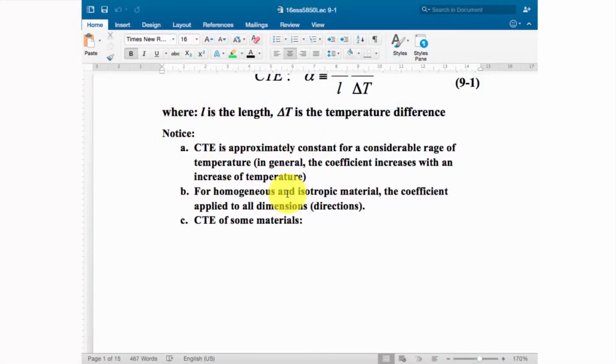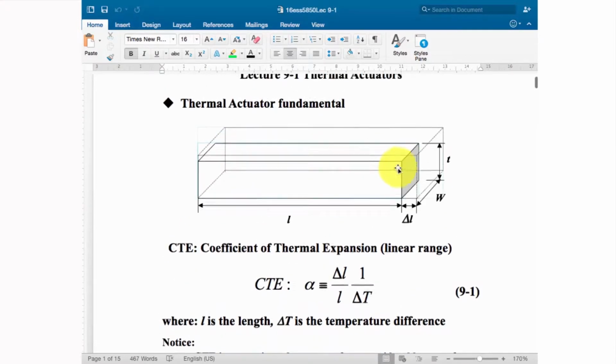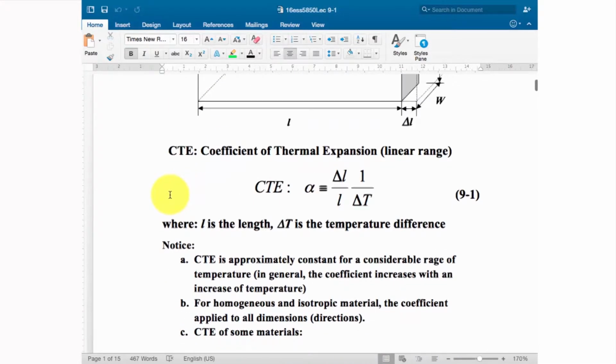So currently we consider only homogeneous and isotropic material. That means the material ingredients are the same everywhere, and there's no directionality of the material property. So the CTE in this case can be applied to all the dimensions. That means when you have an expansion on the x-axis, the same degree of expansion will happen in the y and z directions, okay? They have a similar property in different directions because there is no directionality, and it's also a homogeneous material, with no differences in the ingredients.